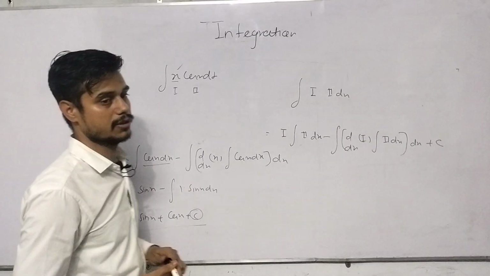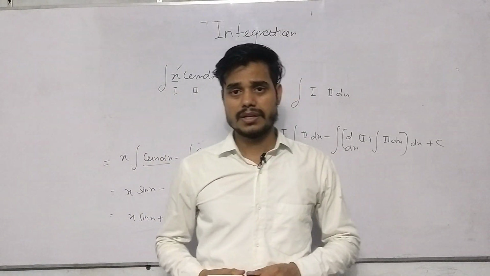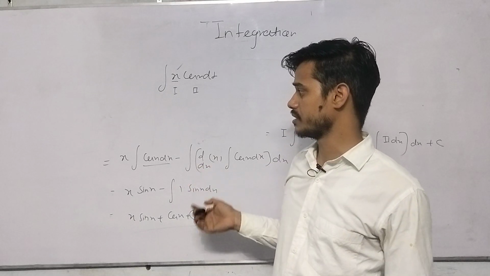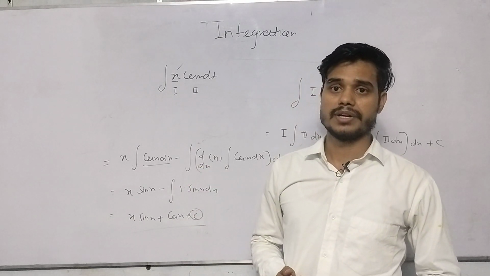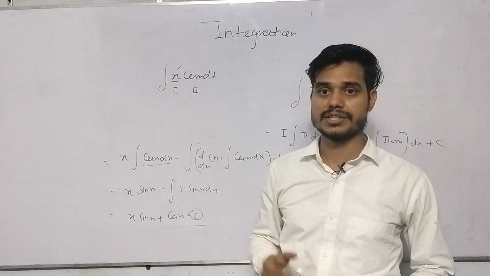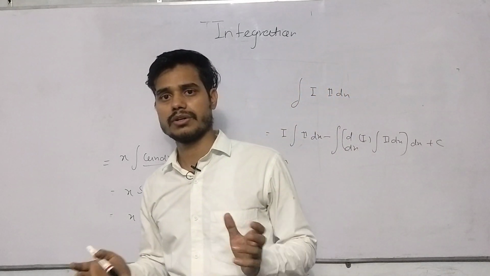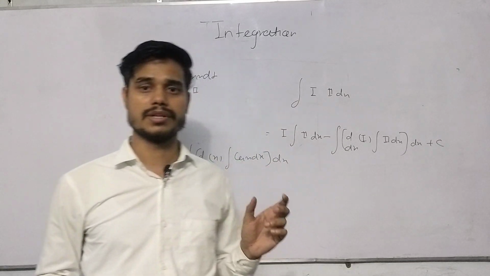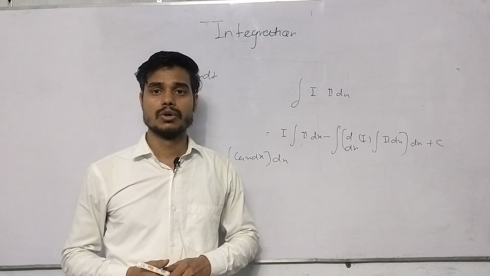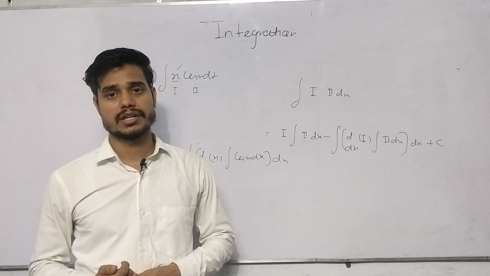So the answer is x sin x minus minus cos x, that is x sin x plus cos x plus c. What is c? C is a family of curves. So this is my demo of the class. Whatever I know about the integration I have to explain there. It is not all the ways of integration, it is a part of the integration that I am going to explain. Hope you understand what I'm telling here.